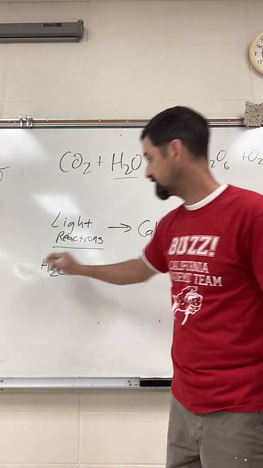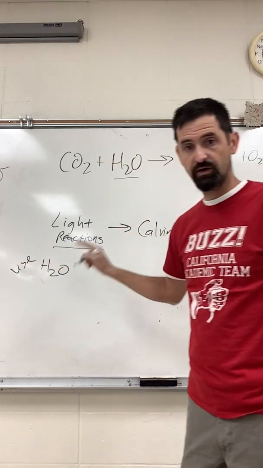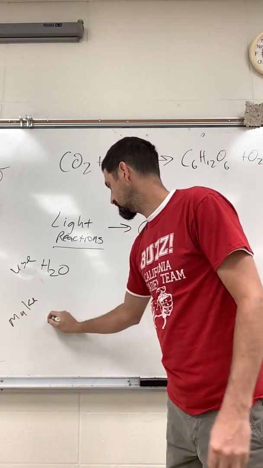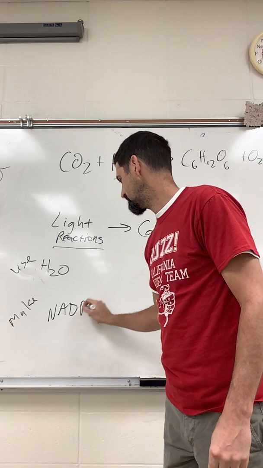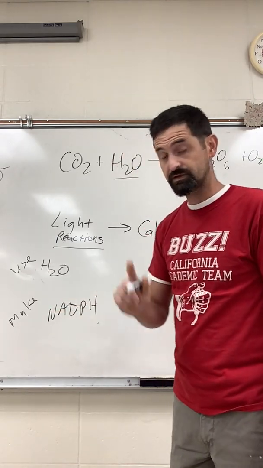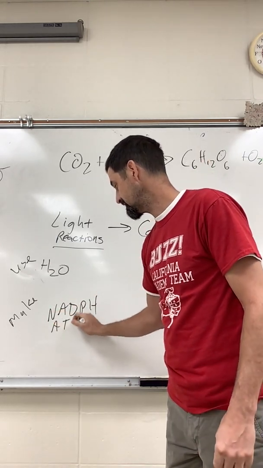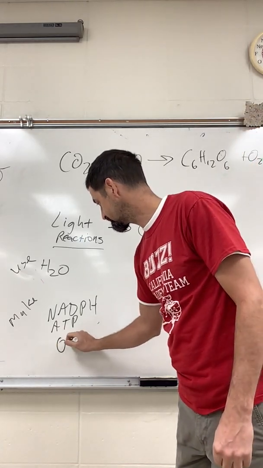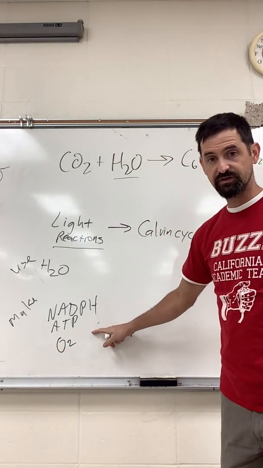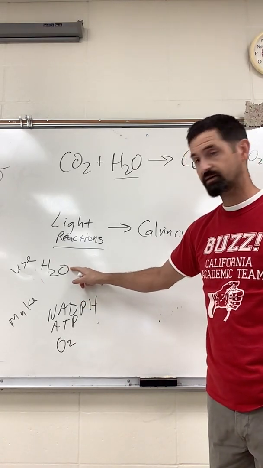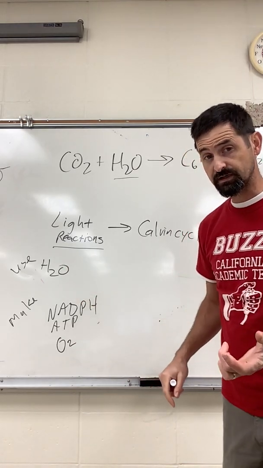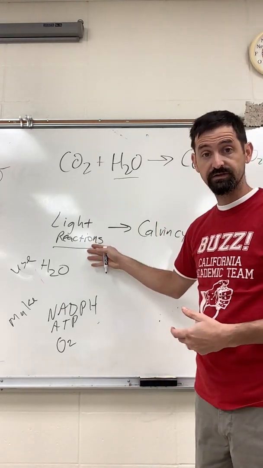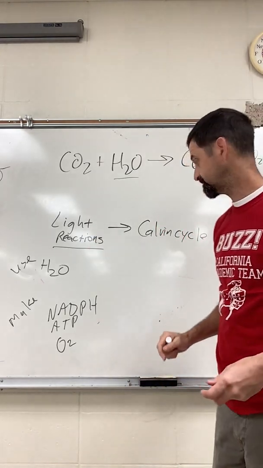Okay, we're going to use water, but we are going to make NADPH, and we're going to make a little bit of ATP, and we're going to give off some oxygen. So the oxygen that we're giving off is coming from the water. Really what water does is it supplies electrons and hydrogens to the light reactions. We'll look at that in just a minute.